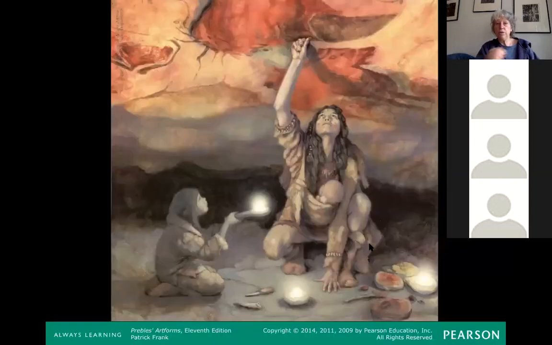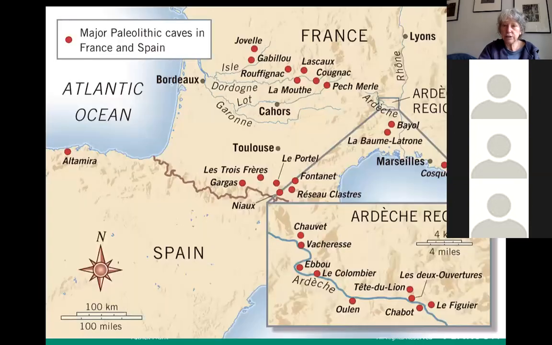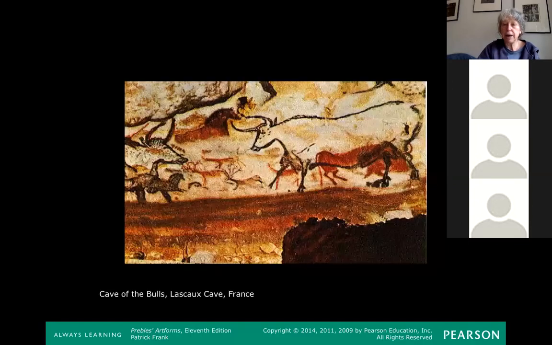Okay, so again, we don't really know who made these paintings. There are footprints and handprints of very small people deep in the caves. So it's possible that children went back there and held these little lanterns for artists who were using their hands and other tools to make these paintings.